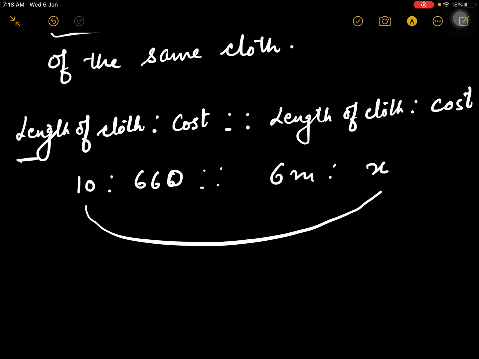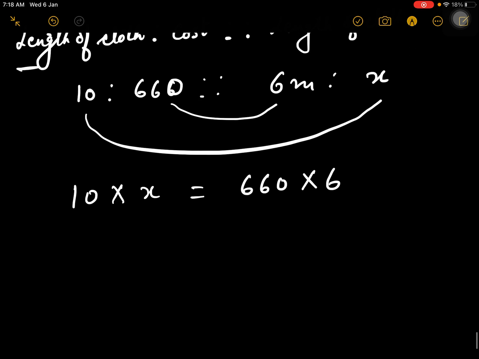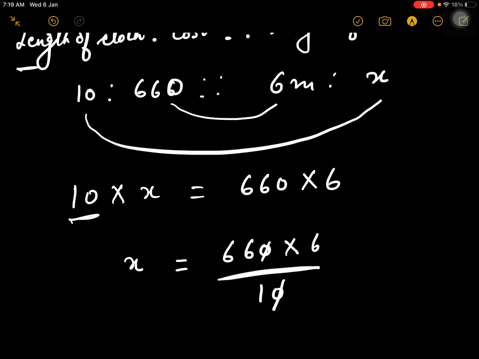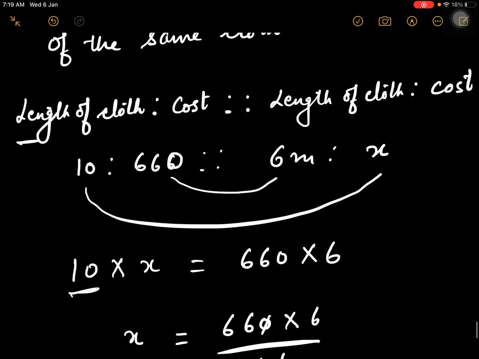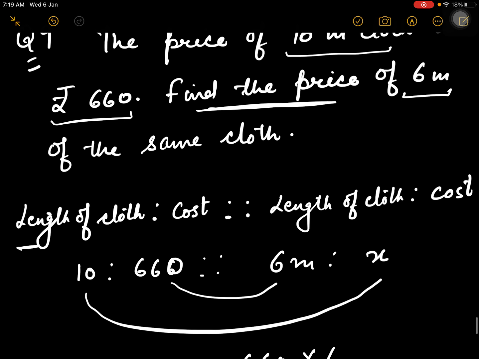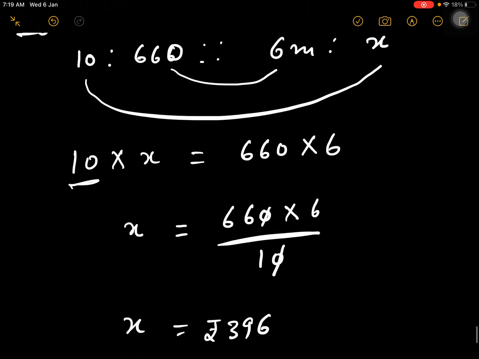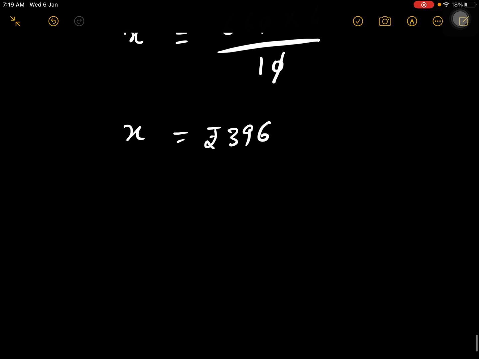Now the product of extremes is equal to the product of means, that means 10 into x is equal to 660 multiplied by 6. So you have to find the value of x. 10 is multiplied on the left hand side, so it will be transferred to the right hand side and it will get divided. Cut, 66 into 6: 6 sixes are 36, so it is 396 rupees.